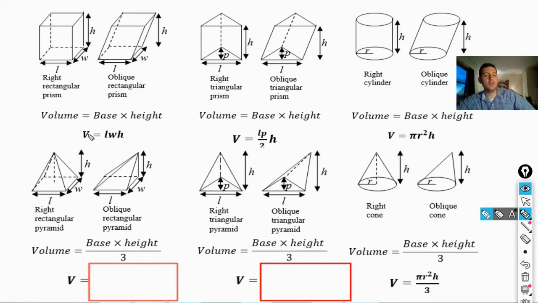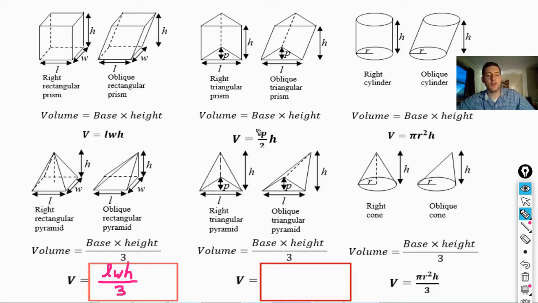So if the volume of a rectangular prism is length times width times height, then the volume of a rectangular pyramid would be length times width times height divided by 3. So you got your base, which is length times width. You got your height, which is h over here, and then you divide it by 3. Okay, so simple enough. What would the formula for the volume of a triangular pyramid be?